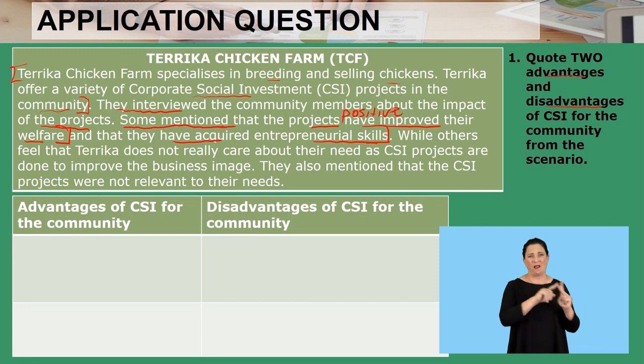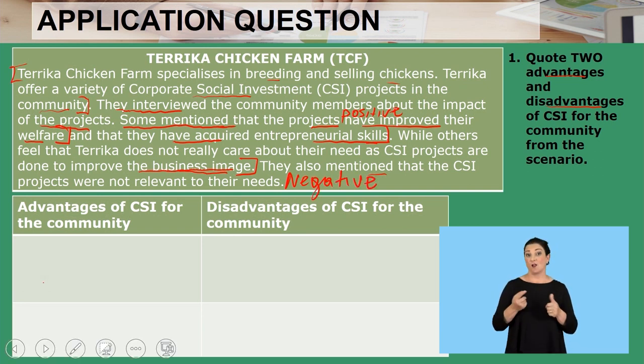While others feel that Terrika does not really care about their needs, as CSI projects are done to improve the business image. So that is considered to be what now? That is considered to be a negative or a disadvantage, because it means the projects do not help the community members, but they are focusing on improving the image of the business. They also mentioned that the CSI projects are not relevant to their needs. So that would also be considered to be a negative or a disadvantage.